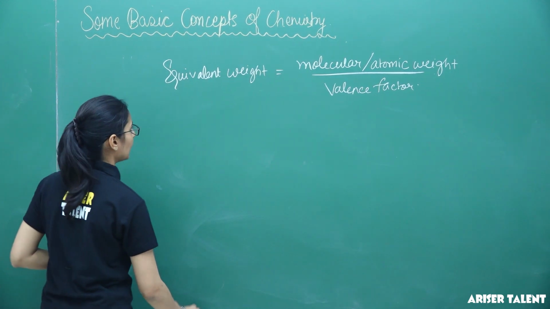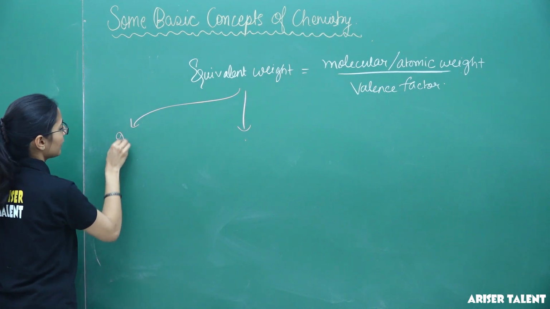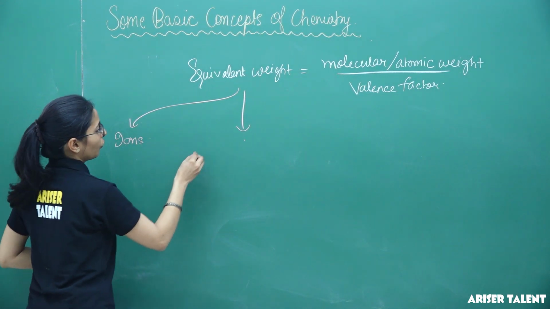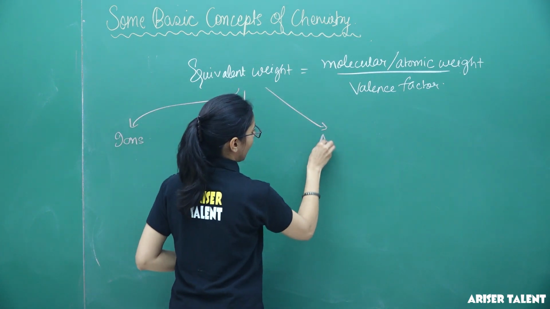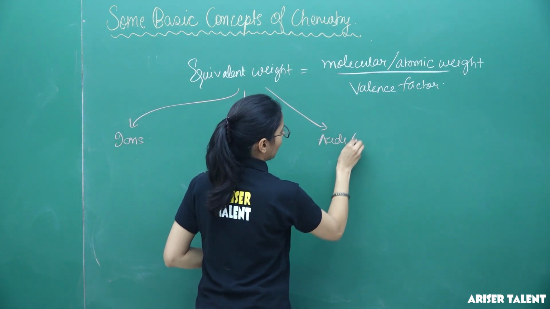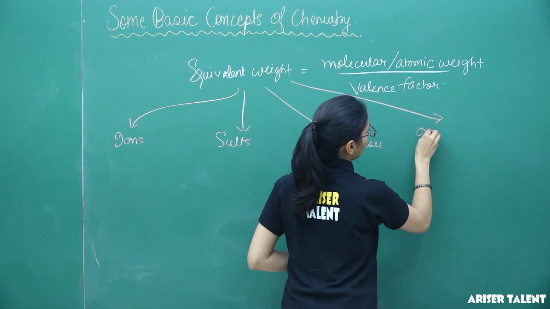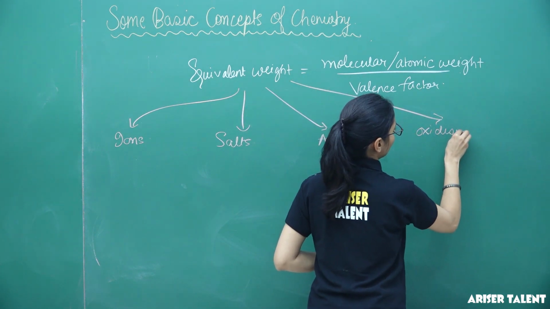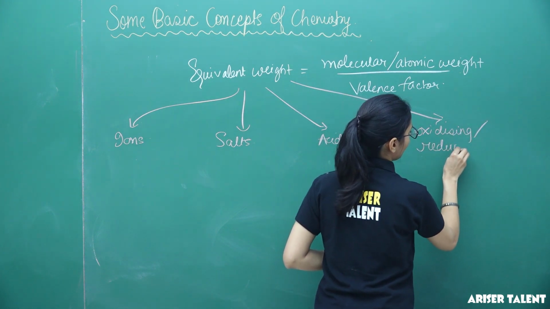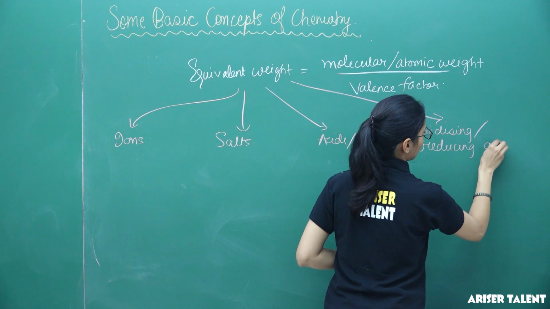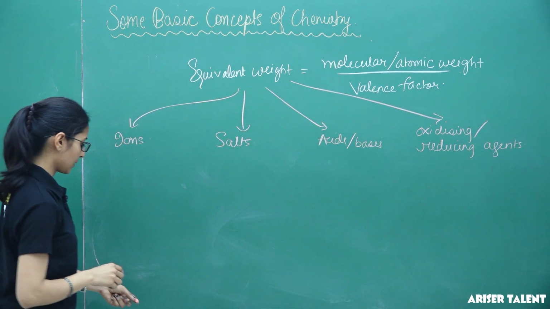So, in which cases can you see equivalent weights? You can see equivalent weights in the case of ions, for salts, then for acids or bases, and you can also see them for oxidizing or reducing agents. Okay. So, you can see this.